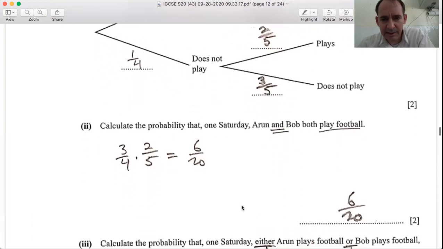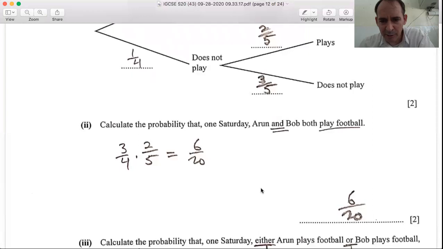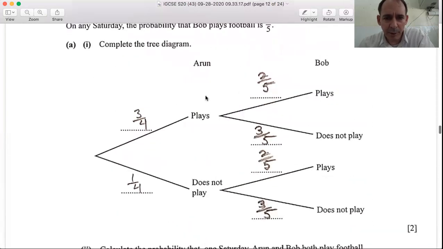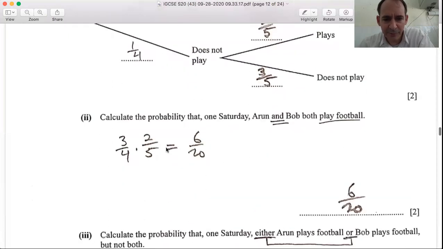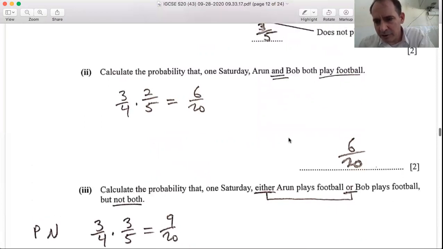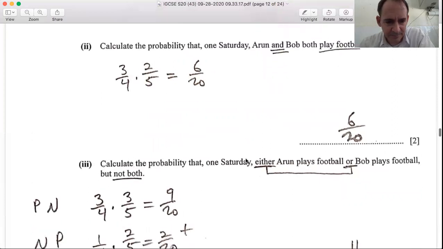Calculate the probability that one Saturday Arun and Bob both play football. So we want both of them playing. That's these two numbers along this pathway. 3/4 times 2/5 is 6/20. You can either leave it as 6/20 or you can reduce it to 3/10.